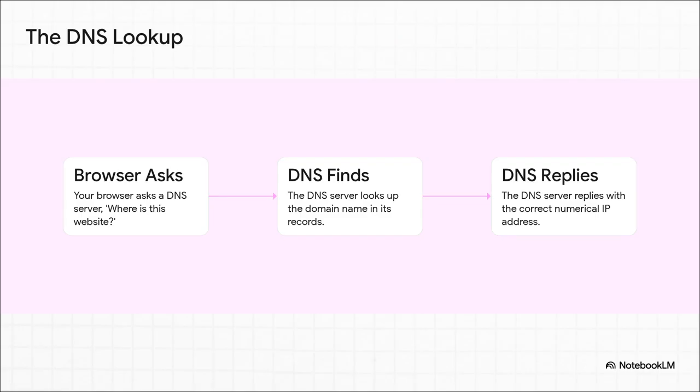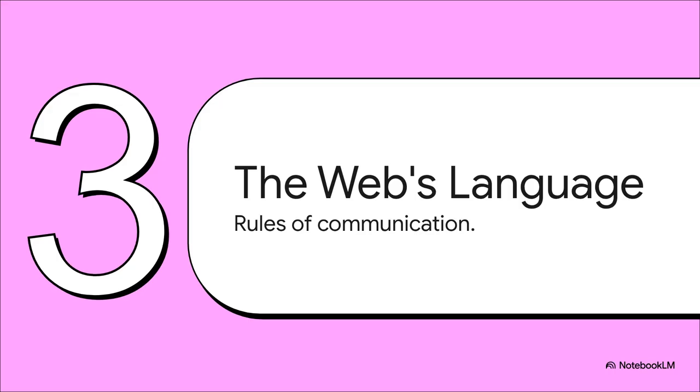Your browser basically shouts out, "Hey, I need the number for github.com." That request then goes out to a DNS server, which looks it up in its massive address book and shoots back the right IP address. And just like that, your browser has the number it needs to make the call. All right, we've got the address, we know who to talk to. Now the question is, what do we say?